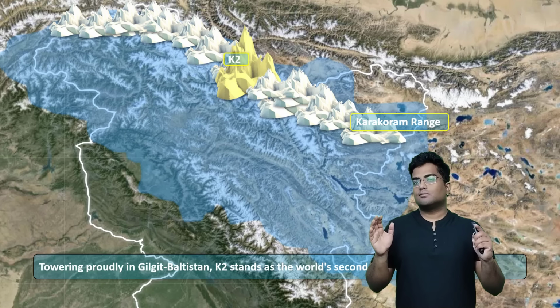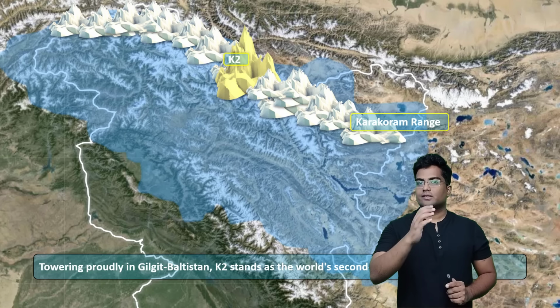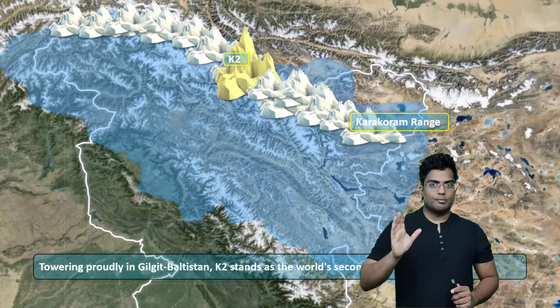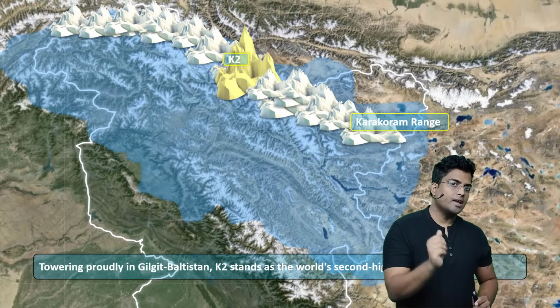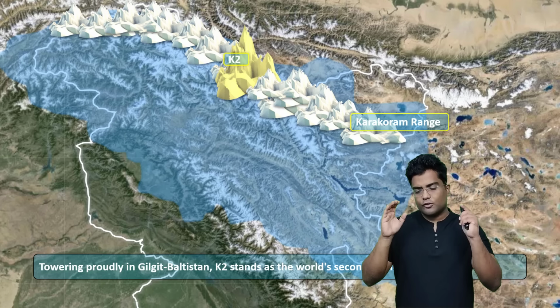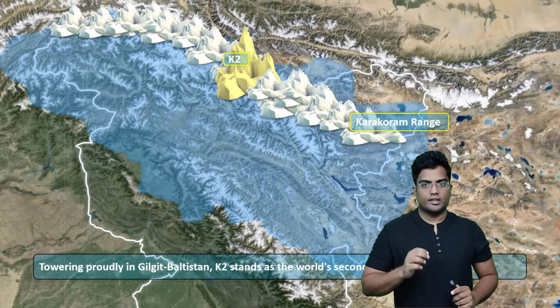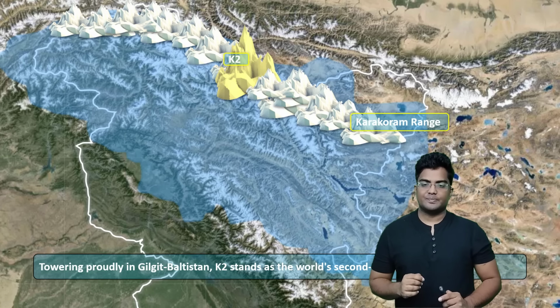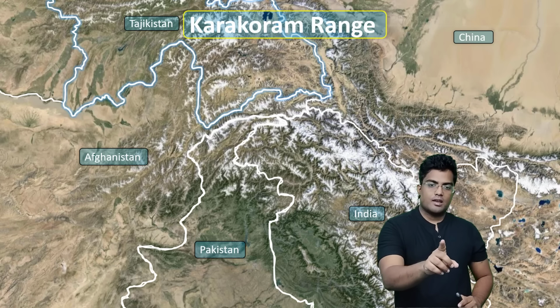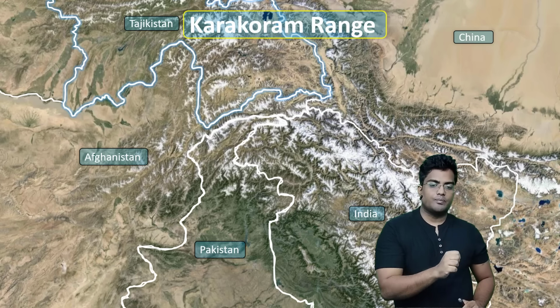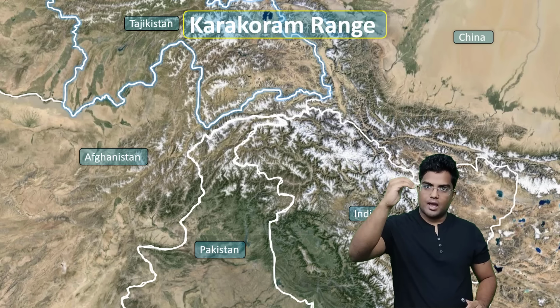Okay, now there is a confusion. Where is K2 located? NCERT books mention K2 is located in India. Now, if we go deep into the maps, you will understand K2 is not part of India. Let's understand. Okay, so this is the whole map of the northern part of the subcontinent. You have China. Okay, that's China. You have India. You have Pakistan. You have Afghanistan. And at the top, you have Tajikistan, right?